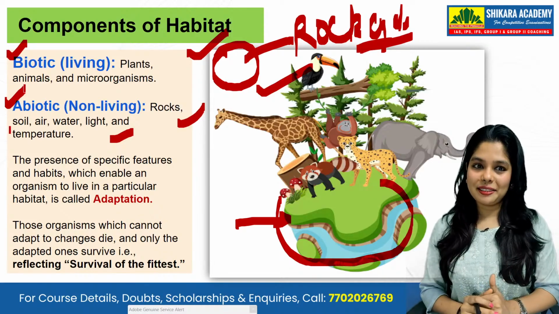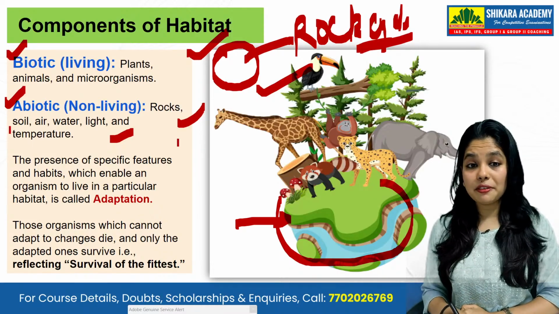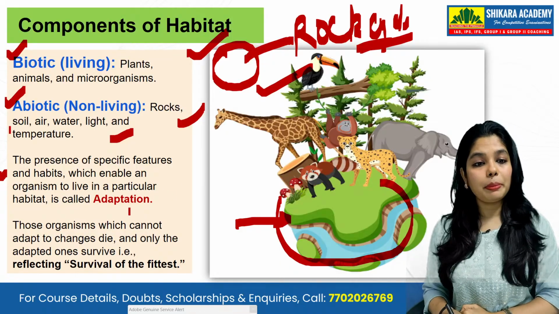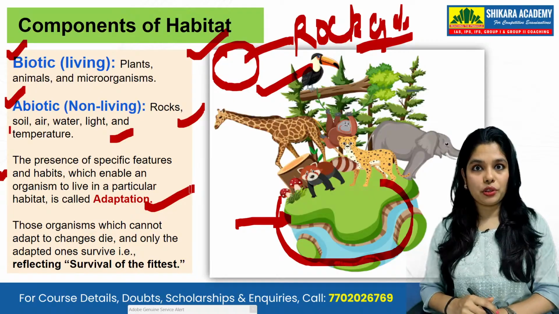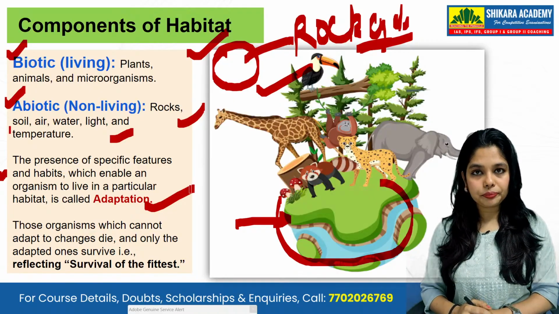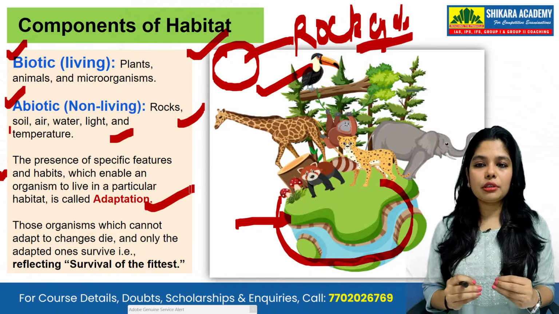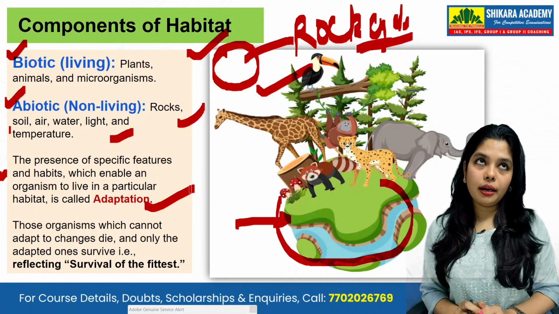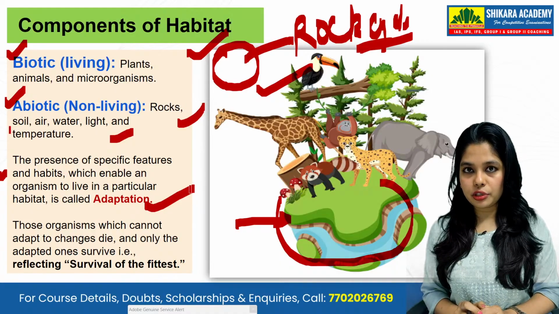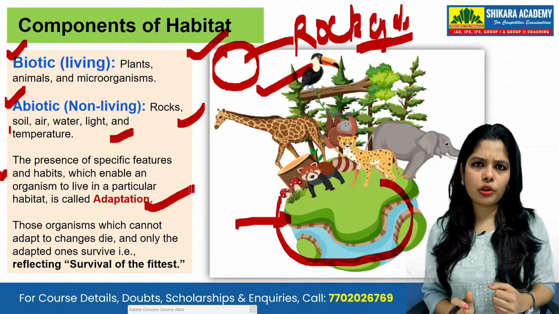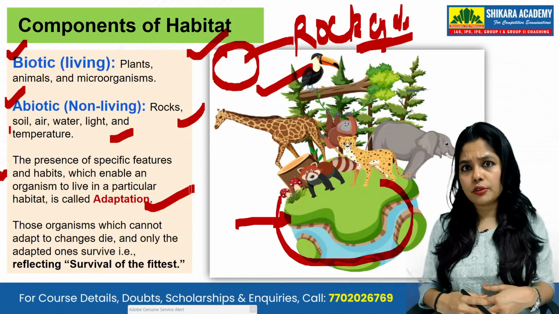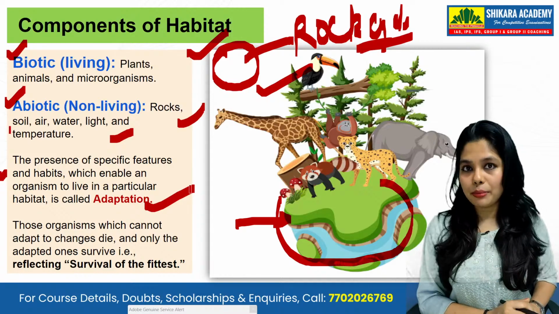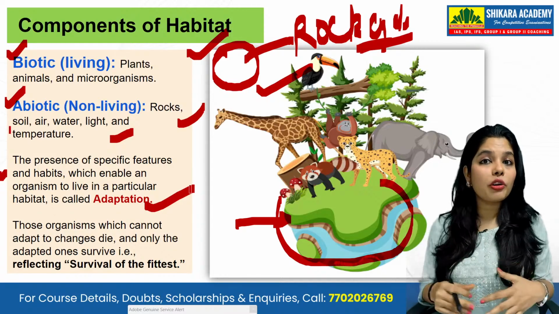The presence of specific features in a habitat which enables an organism to live in that particular habitat is called adaptation. What is adaptation? You have certain characteristics in which you are living. Suppose you can drink 2 liters of water, save it, and reuse it when there is no water. This is how a camel works. They store water in their chambers.